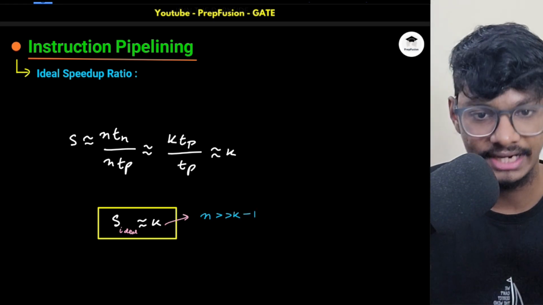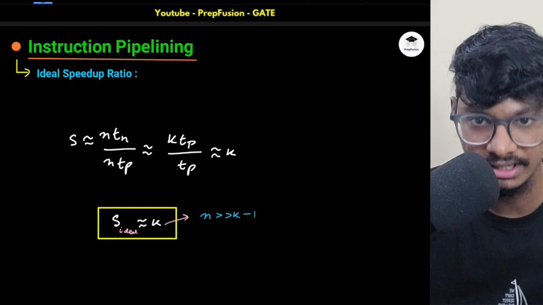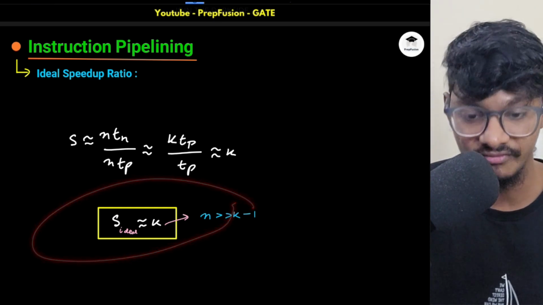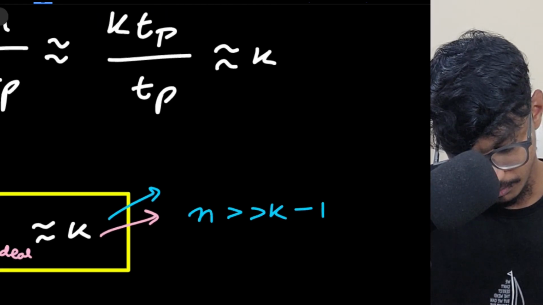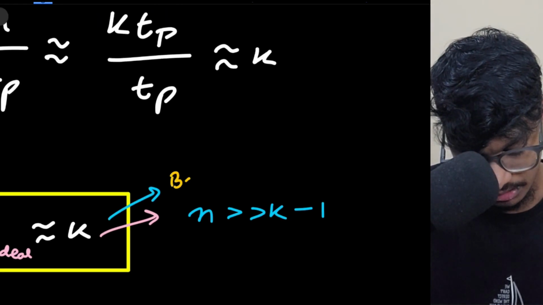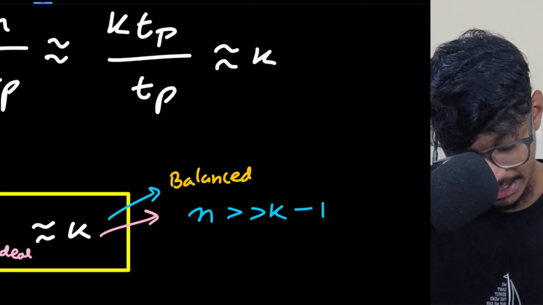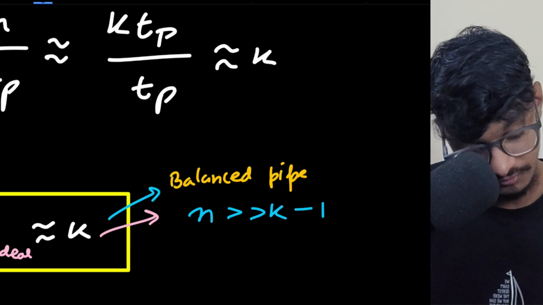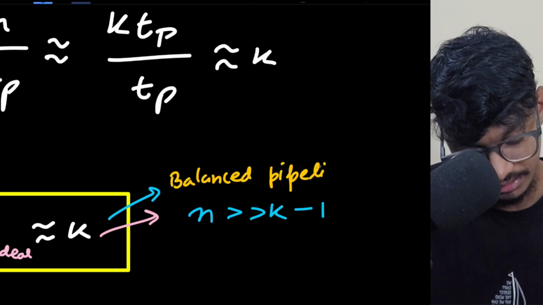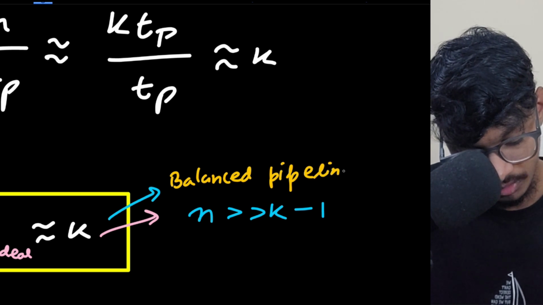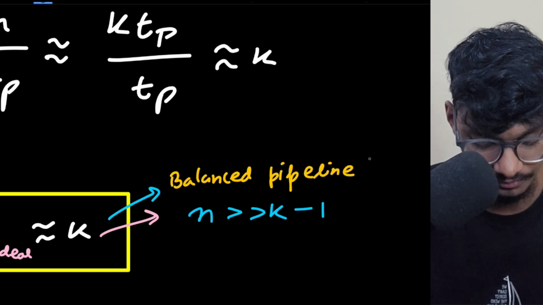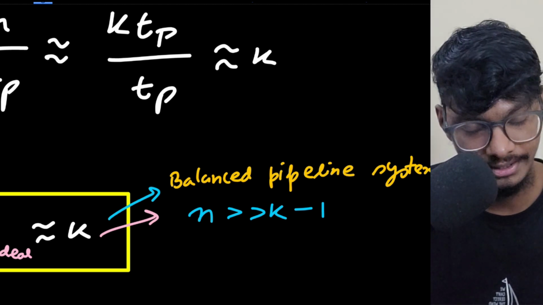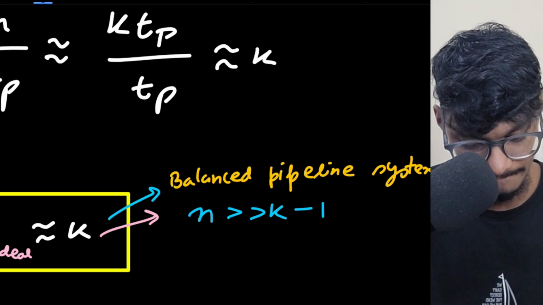That's why this is known as ideal, because we idealize many things; only under ideal conditions will this happen. And obviously this formula is only valid for a balanced pipeline system. Sometimes GATE will give you a question on this. A few criteria have to be met, then only you will be able to write your speed up ratio directly equal to k. Else you will not be able to write your speed up ratio equal to k.